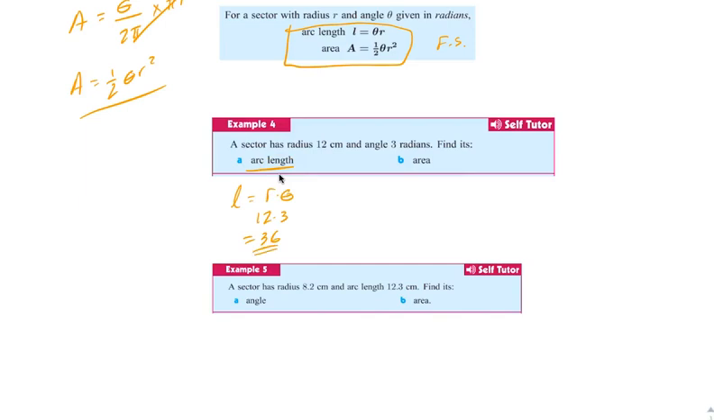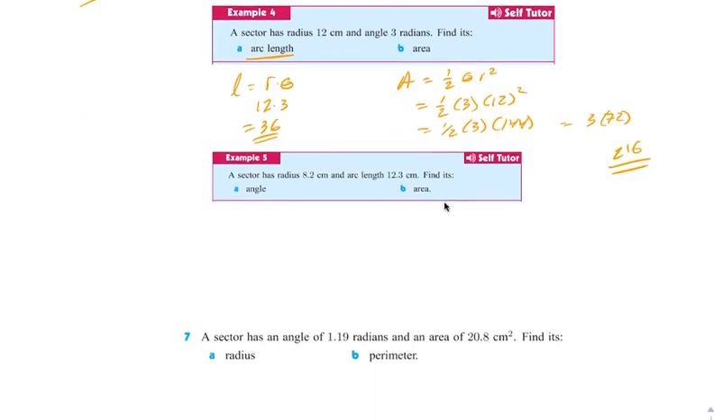Easy enough. Let's find the area, same idea. Area is the following formula: 1/2 theta r squared. And likewise, my theta is 3, and my radius is 12. So I'm going to get 1/2 times 3 times 12 squared. So that's going to be 1/2 times 3 times 144. Half of 144 is 72. So I'm going to get 3 times 72, which should be 216. Hopefully that's right. Please don't double check me. Alright, but that's the general idea.